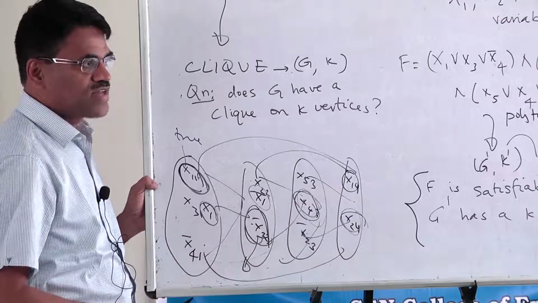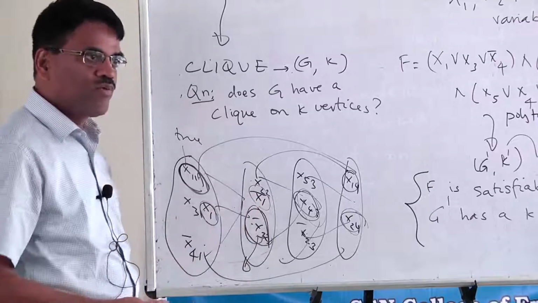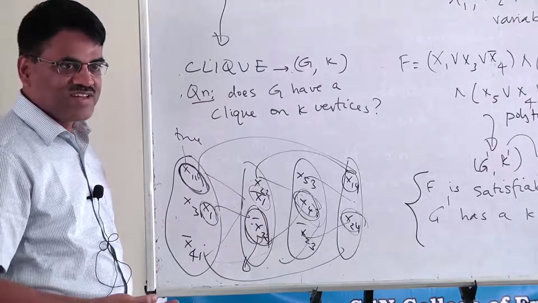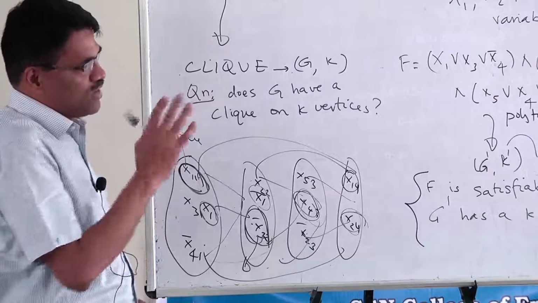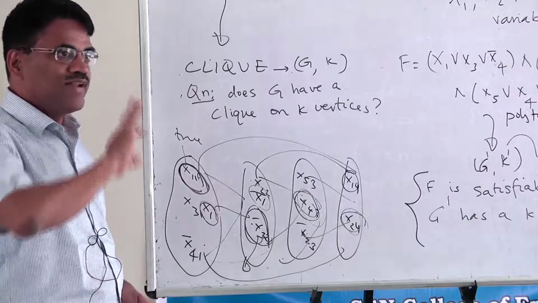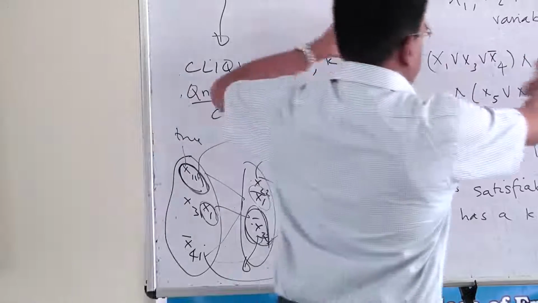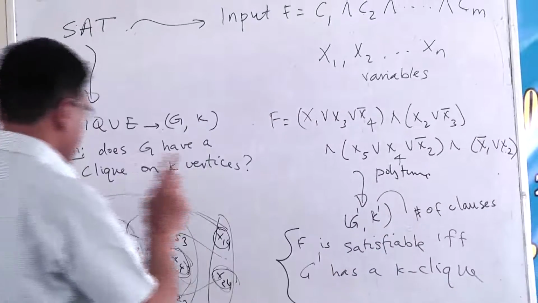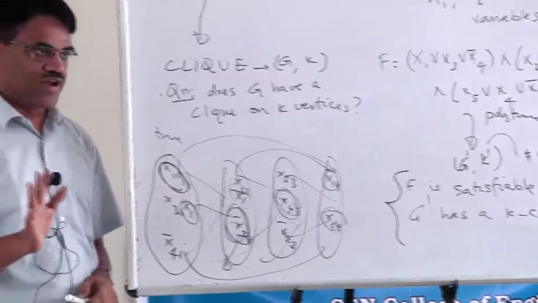Now my satisfying assignment is saying: set x1 to true, set x1 bar to true. I can't do both together, right? There is a problem. I have no control over what kind of clique the algorithm will pick. So I will go back and change my graph. This is where I have the control, because I took the formula in polynomial time and constructed the graph. So when I draw an edge, my edge adjacency is going to be different.